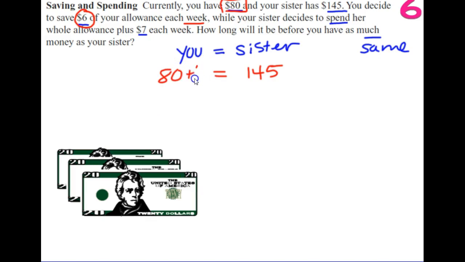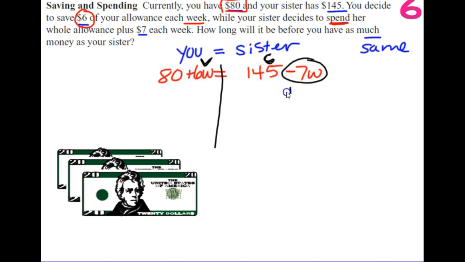And you're adding on $6 multiplied by the number of weeks. $6 every week. So if we have 3 weeks, we'd have $6 times 3 weeks. On the other side, your sister is spending, so that would be subtracting. You're losing money. She's losing $7 each week, so 7 times the number of weeks. We need to solve to figure out how many weeks will you and your sister have the same amount of money. So there's more positive over here, so this is going to be my variable. This is going to be my constant.